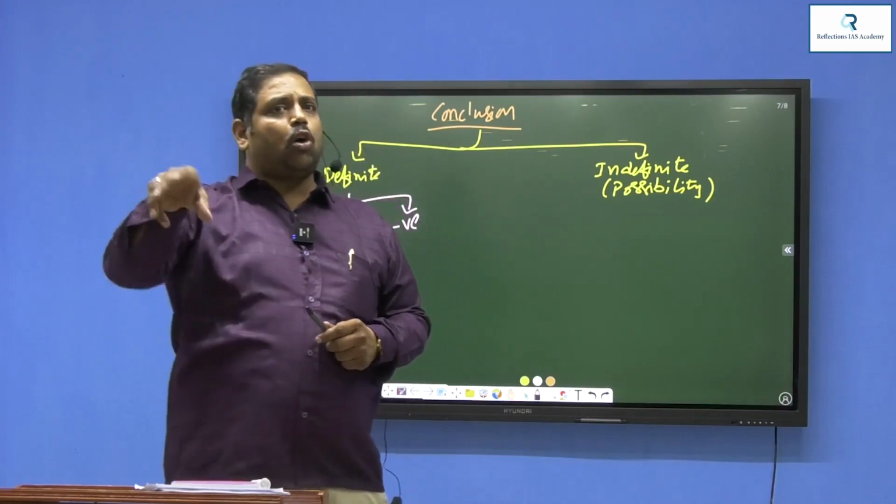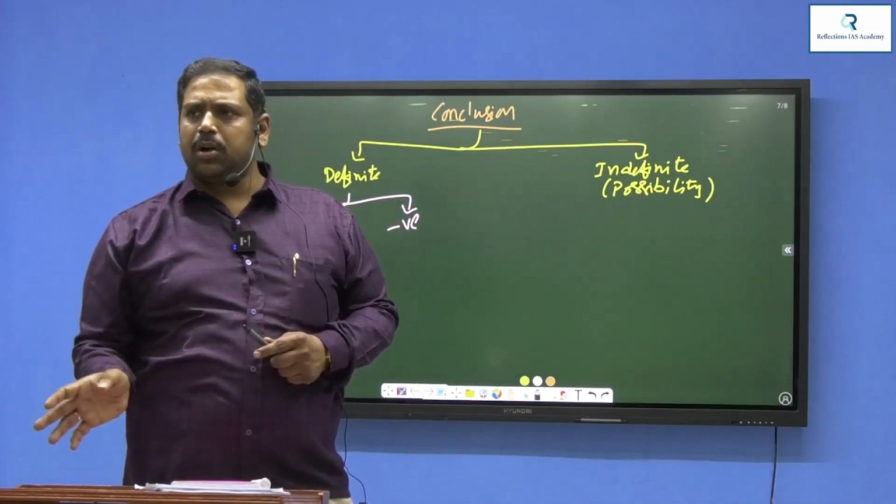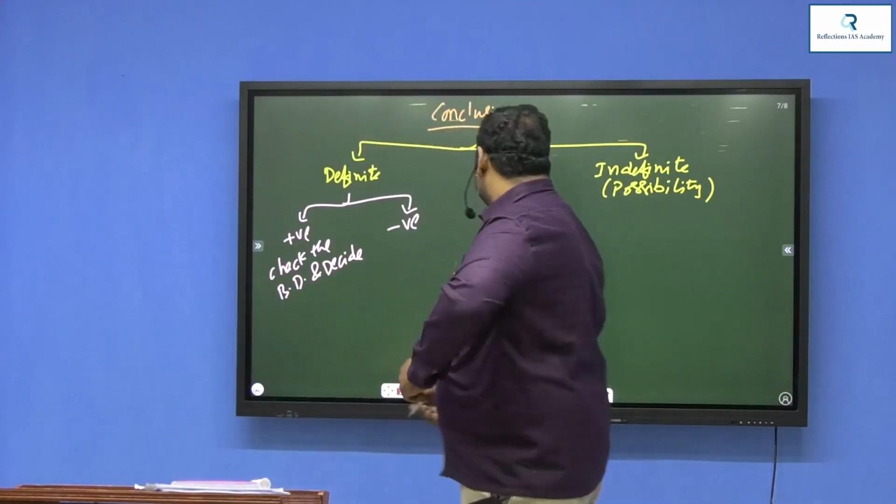If it is contradicting with the given statements, is it correct or wrong? Wrong. If it is not contradicting, it is correct. Got my point, all of you? Okay. So what should I do?